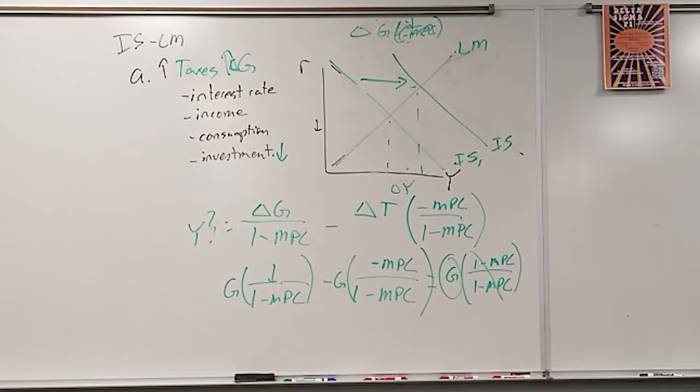Output increases, but by less than the amount that G and T increase. So disposable income falls. As a result, consumption also falls. The interest rate rises, and that causes investment to fall as a result.